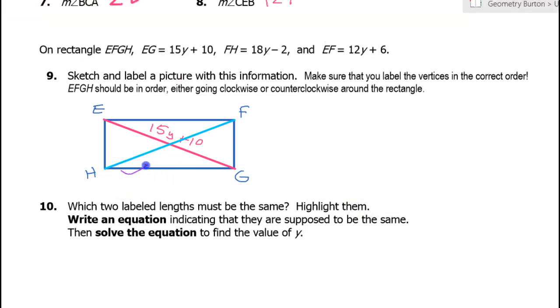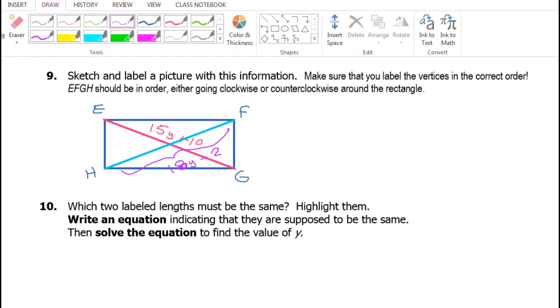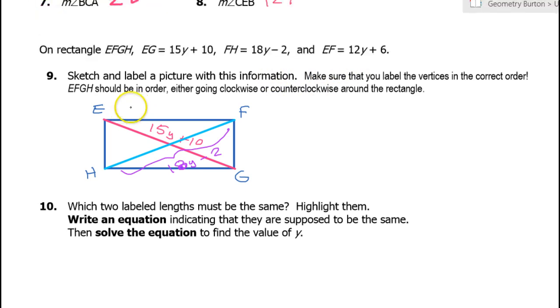Okay, so let's see. So this diagonal is 18y minus 2. So this is 18y minus 2. Okay, great. And EF is 12y plus 6. All right, so great. I have everything labeled.